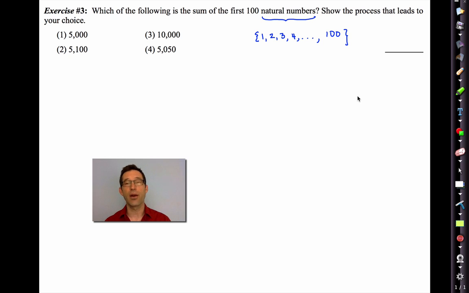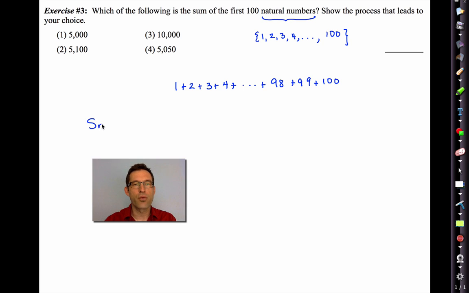Anyway, this is definitely an arithmetic sequence, right? Because you have 1, 2, 3, 4, etc. The arithmetic series would be 1 plus 2 plus 3 plus 4, all the way up to 98, 99, and 100. So we've got this formula that says, as long as I know the first term, the last term, and the number of terms, I can calculate this. So this is awesome, right? My first term is 1. My last term is 100.